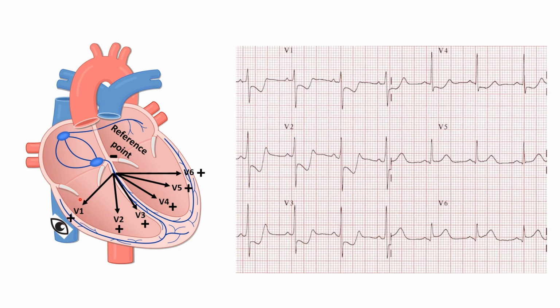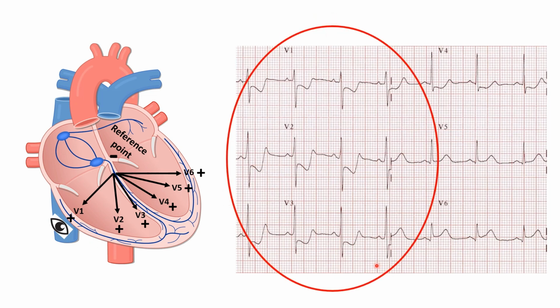Okay, so in this situation it's important that we are aware of the findings in V1, V2, and V3. So that was an example of what a posterior MI would look like on an ECG trace.